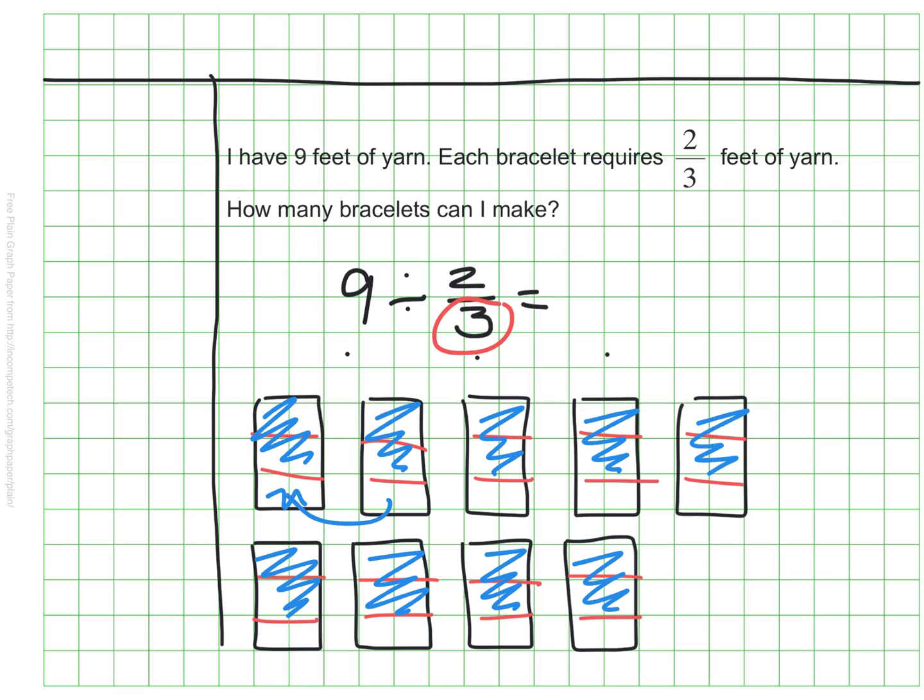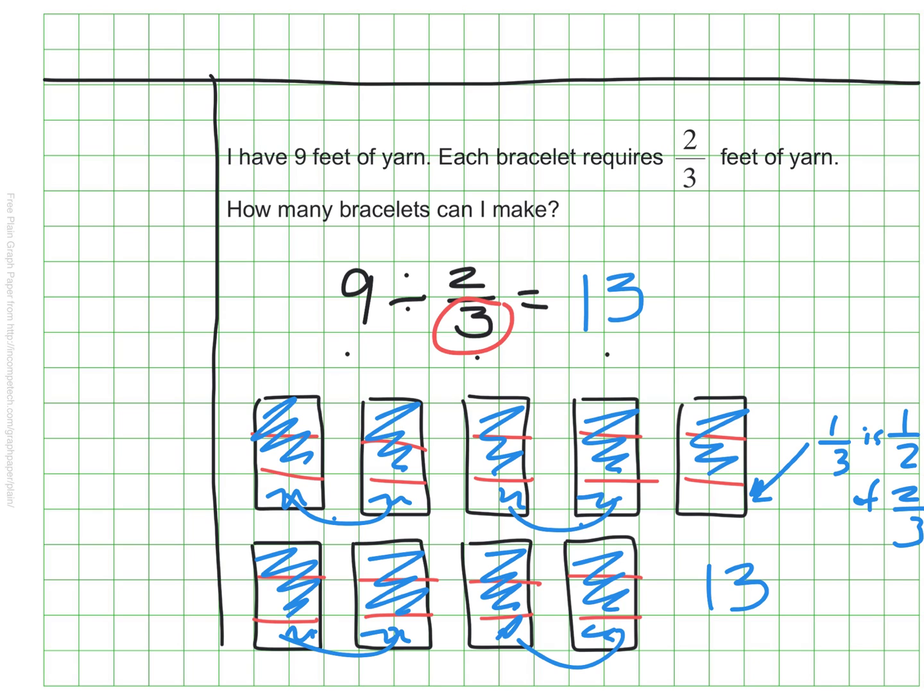Then I have these two that I compare together for another group. These two I compare together for another group. These two compared together, and these two compared together. So right now I have 9, 10, 11, 12, 13 groups that fit perfectly into my 9 wholes. And then I have this guy left over. Right? This is an extra third, but I have to be careful here. Remember, I wanted groups of 2/3. Well, 1/3 is half of the 2/3 I wanted, right? I wanted 2/3, I only have 1/3, I have half of a group. So I really was able to make 13 whole groups, and then I had half of the next group available.